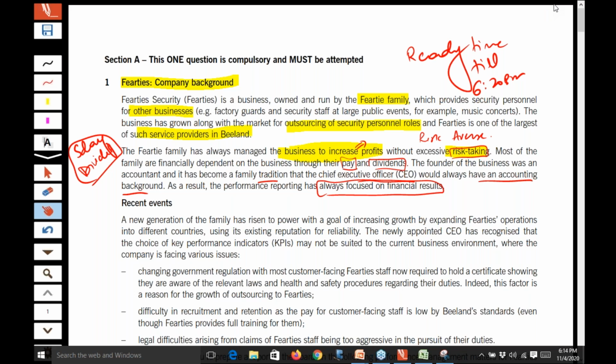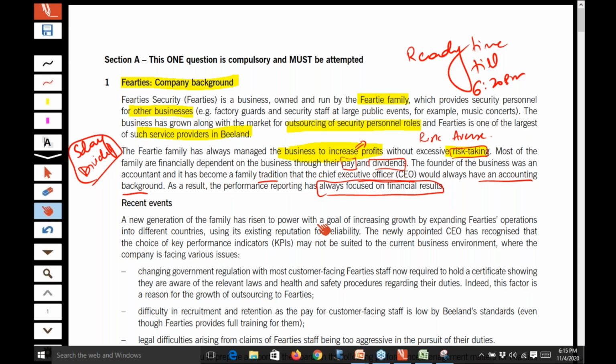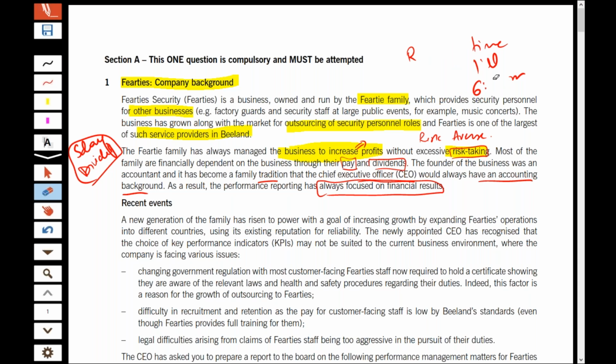Okay, so let's talk. I hope that you would have gone through the question by now. Okay, let's just see. It says a new generation of the family has risen to power. Always happens with every family business. A new generation has risen to power.